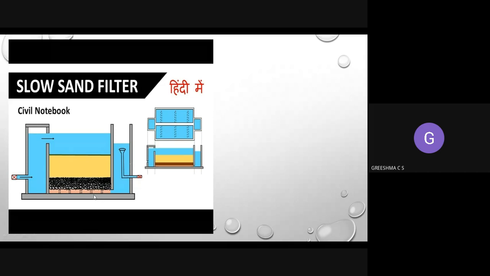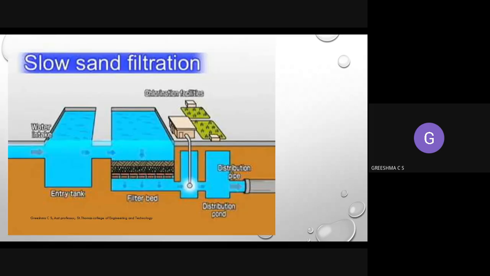From here the lateral drains collect the water to the main drains, and from the main drains the water will be supplied to the filtered well or to the supply chamber. You can see this exactly from the figure. So these will be the lateral drains.